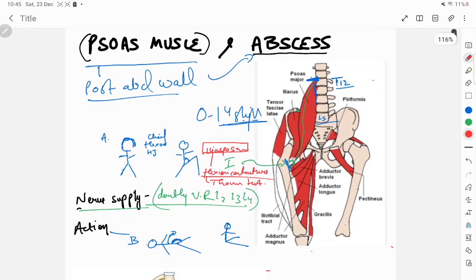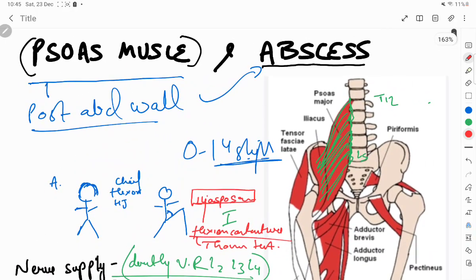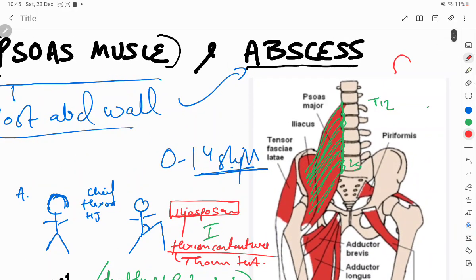Now like every other muscle, the psoas muscle is going to be covered by a fascial sheath. Now this fascial sheath starts from where the psoas muscle originates. That is, the sheath runs along this origin from the T12 vertebra to the L5 vertebra, and it fuses into the iliacus sheath. So this is how the psoas sheath is there. Now consider we have Pott's spine. Pott's spine is TB of the spine. Now TB spine is actually most commonly involving the paradiscal area, as we know.